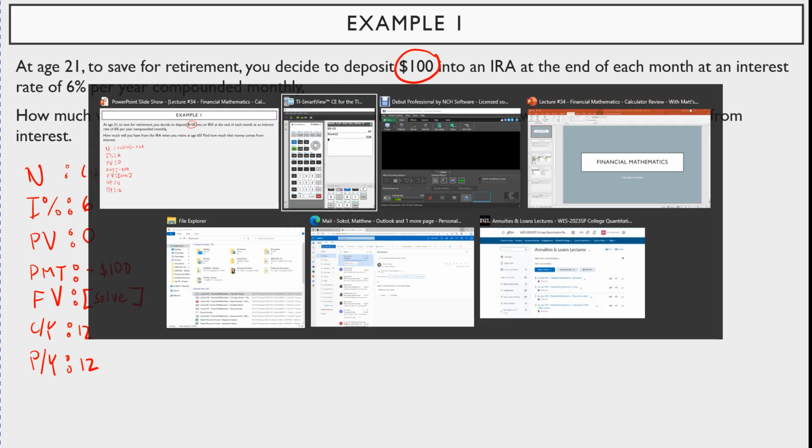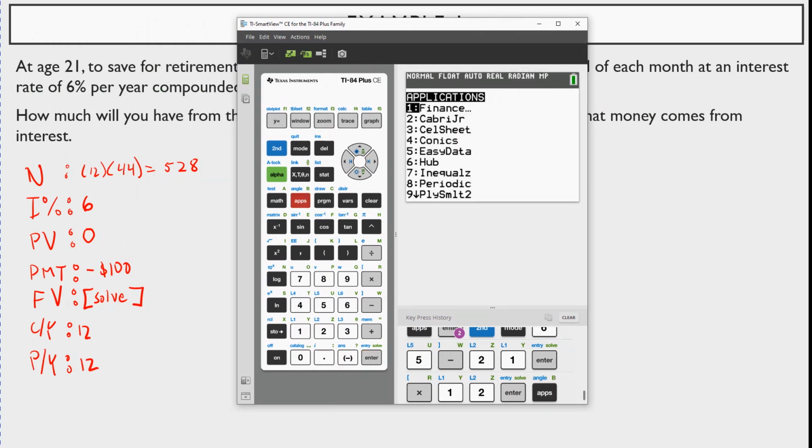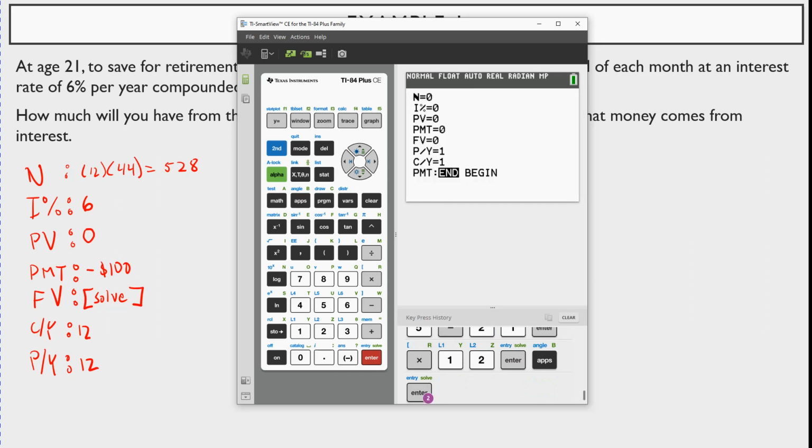So now watch how I do this in my calculator. I'm going to go apps, finance, TVM Solver. So 528, interest rate is 6, present value is 0. I'm making $100 payments, so that's why it's $100. I want to solve for the future value, and 12 and 12, and payments at the end. Then you'll go back to future value, and right above the enter sign, there's this thing called solve. On my calculator, it's green, so I have to go alpha, solve.